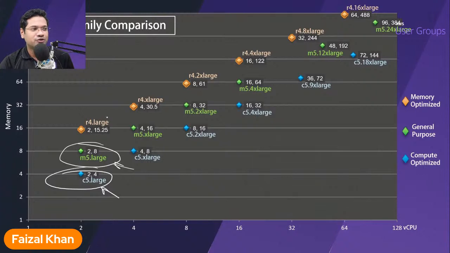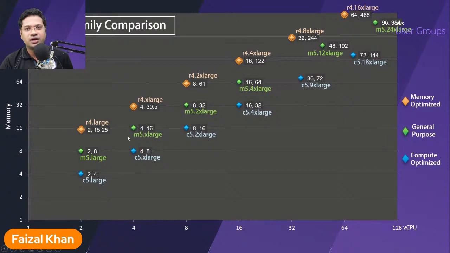If you look at the memory intensive ones, which is the R4s, you have 2 CPUs, but it comes with about 15 and a quarter gigabytes of RAM, right? So you get to choose what type of instance you need for your particular requirement.